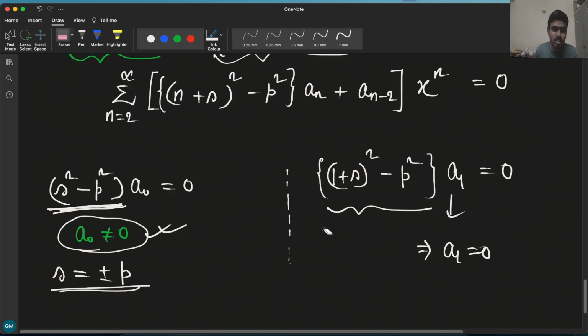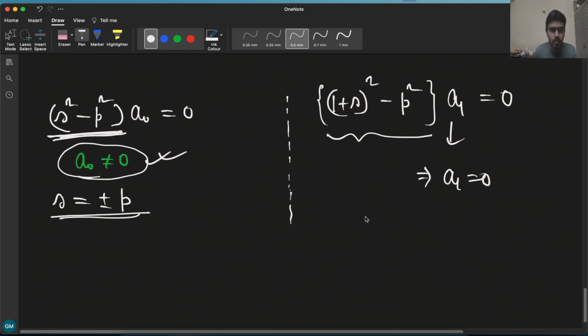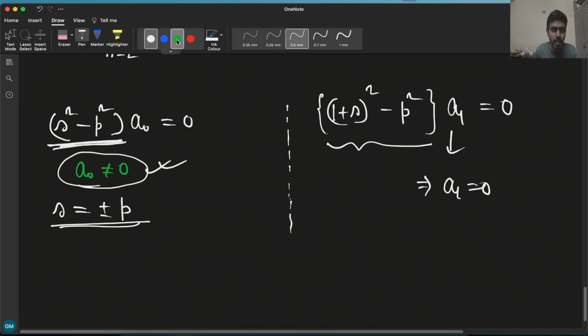For the time being, I am assuming a0 not is equals to 0, and for that a1 has to be equals to 0, and s is plus minus p. So s is plus minus p.